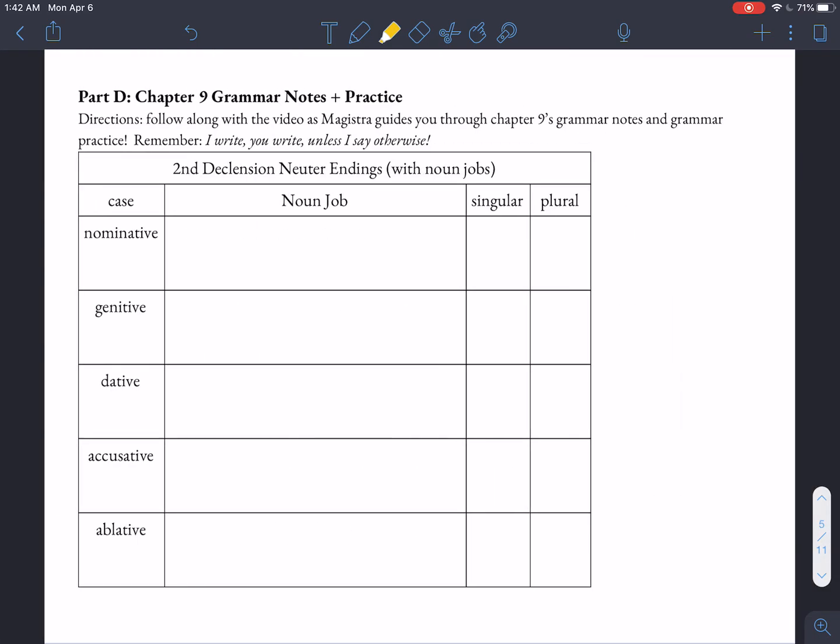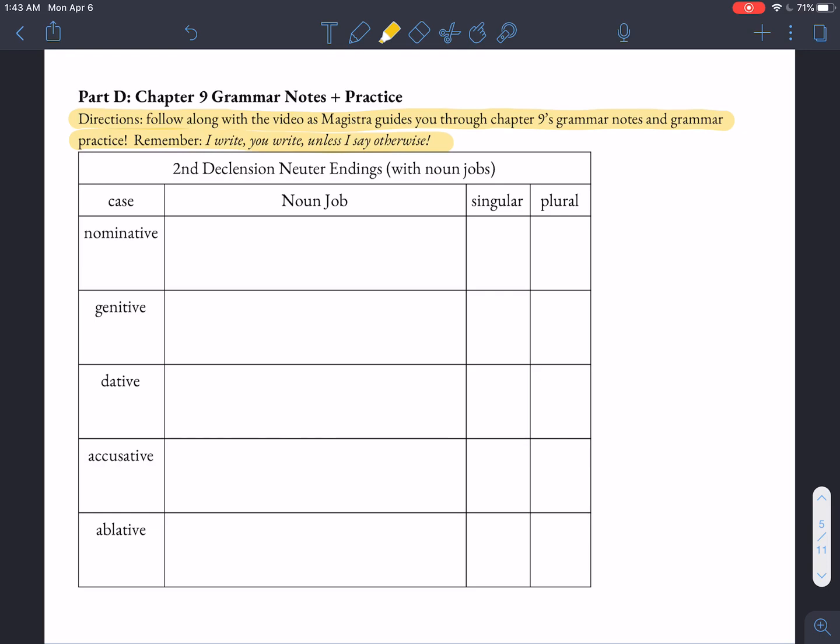So for part D, we're going to do some grammar notes and practice. Now remember, let's read the directions. Follow along with the video as Magistro guides you through Chapter 9's grammar notes and grammar practice. Remember, I write, you write, unless I say otherwise, okay? So now, this week, you might have noticed that we have, well, let's actually just fill this chart in first, and then we can talk about what we notice.